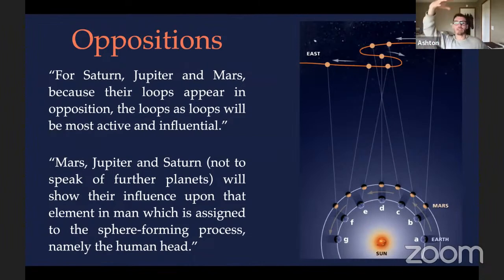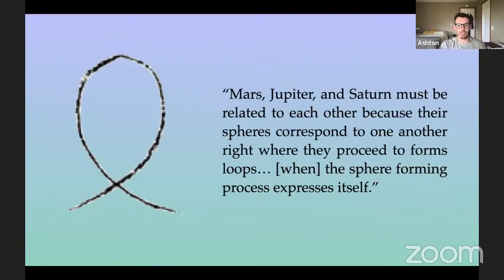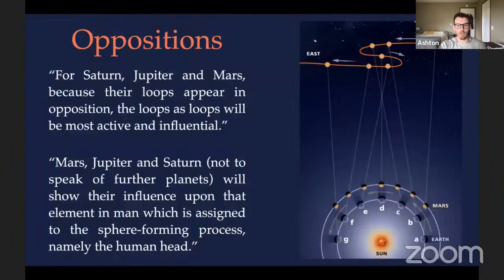So anyway, imagine dynamically that when these planets, as he says, are closest to the Earth and going through their retrograde, making their loops, they're furthest away from the sun, making an opposition to it. And so he says that the loops as loops will be most active and influential, and he'll make a contrast between that characteristic and that of Mercury and Venus. And so he connects this to the sphere forming process of the head.